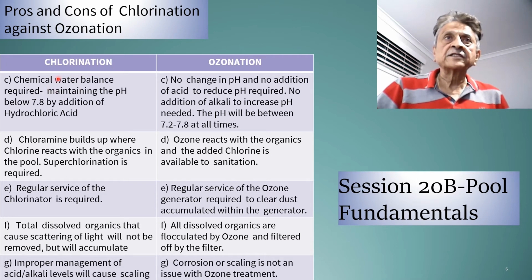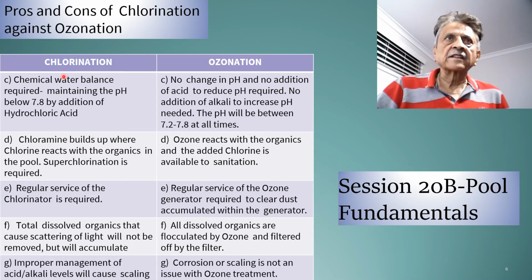Water balance means we have to make sure there is a specific alkalinity and also the pH between 7.2 to 7.5, but never above 7.8. With ozonation, we don't have to worry about the pH, and we don't have to worry about the chemistry, pool chemistry.